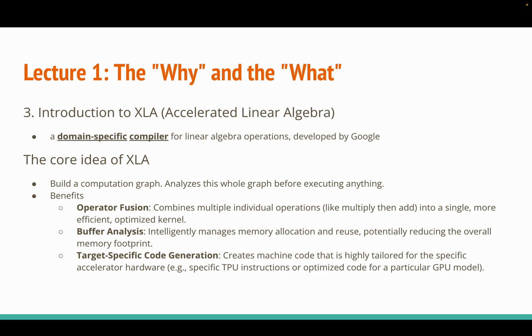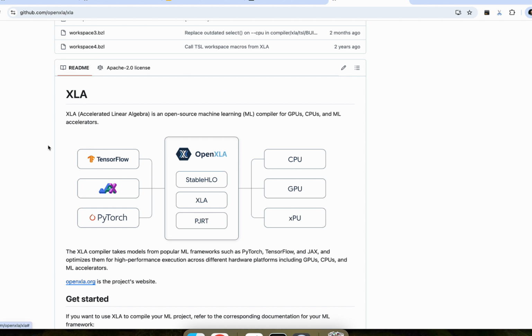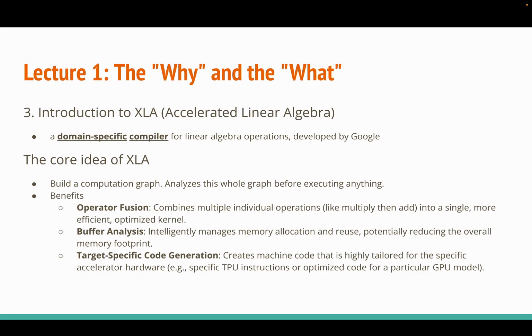This project is open sourced. You can find its GitHub page here. And on this page, it has this graph to tell you what XLA does. On the one side, there are the common machine learning frameworks such as TensorFlow or PyTorch. And on the other side, there is the hardware that you can run your machine learning models on. So the OpenXLA project can translate the model that you define in those high-level frameworks like TensorFlow or PyTorch to high-performance execution code across different hardware. The core idea of XLA is to build a computation graph.